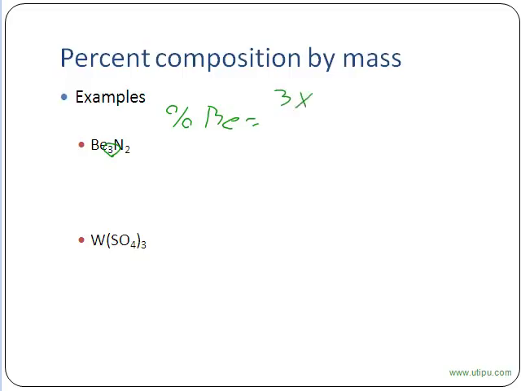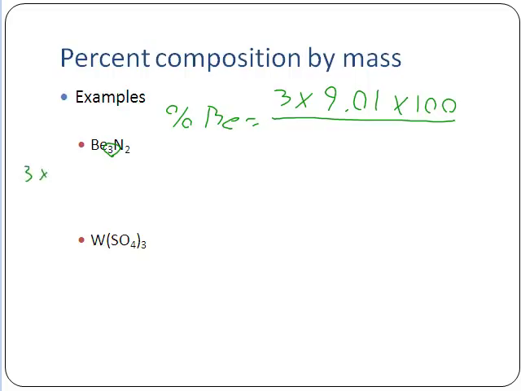So once again, get out your periodic table. Beryllium has a mass of 9.01. So 9.01, then times 100 to get into percents. All this divided by the molecular mass of the whole thing. Well, we haven't figured that out yet, so let's do that here.